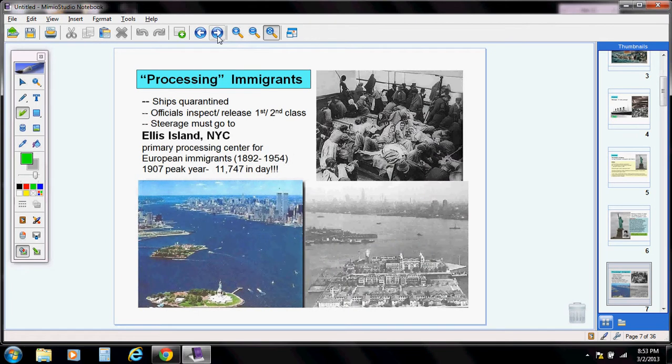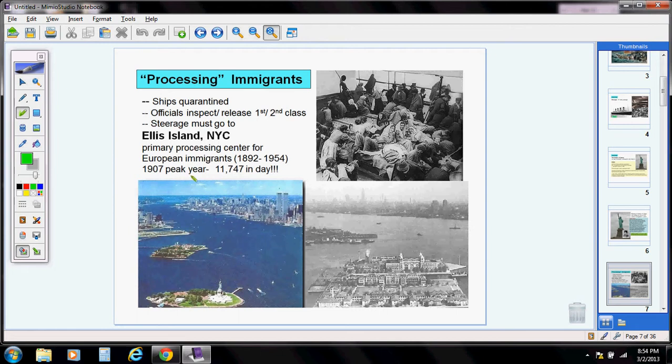Of course, once you made it and you're sitting out here in your ship, you're amongst the huddled masses. You can see, they look like they've about had it after their trip across the ocean. You'd be quarantined, not allowed to get off the ship immediately. The officials would inspect the rich class, first and second class. They didn't think they had anything wrong with them disease-wise or money-wise, but steerage had to be checked out more carefully.